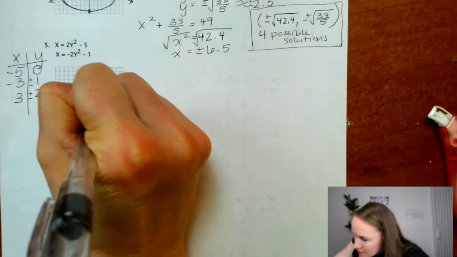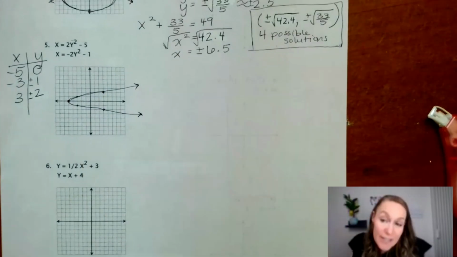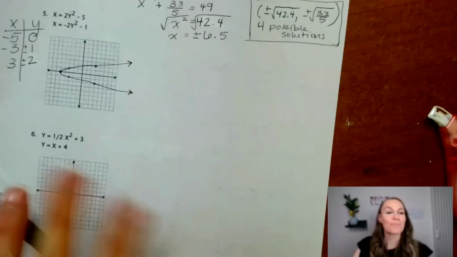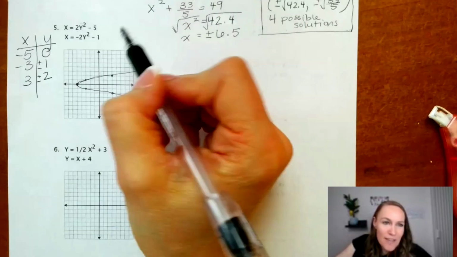And if x was the variable that was squared, remember it would be up and down, but because y is the variable that's squared, it's on its side. Okay, so there we are. And let's go ahead and do the second parabola.